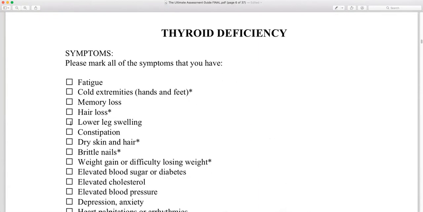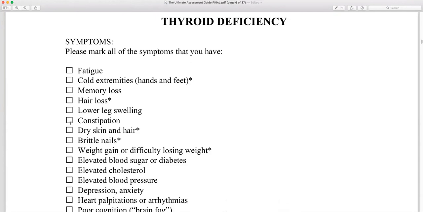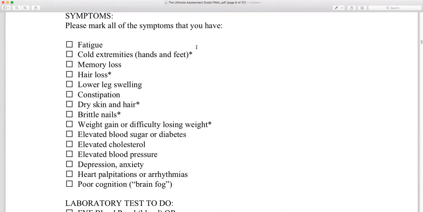So next up is thyroid deficiency. Mark all the symptoms that you have. You'll see on some of these, I've got them asterisked because these are actually especially significant. As I mentioned on that first page with the instructions, ones with asterisks are especially significant.